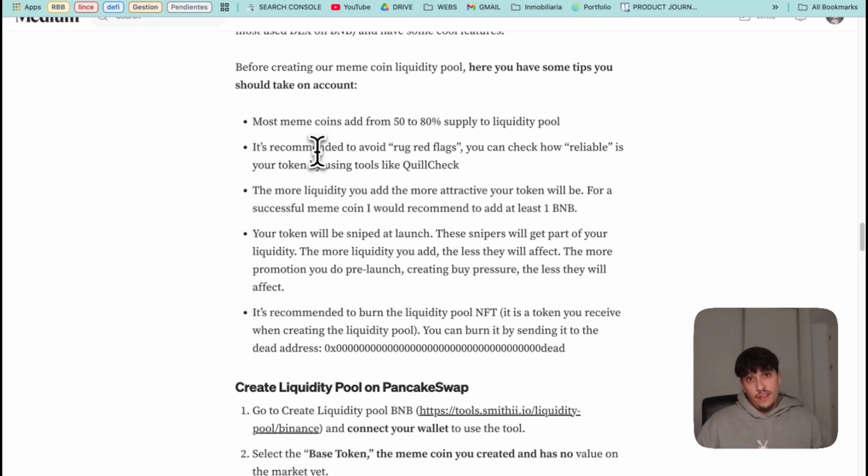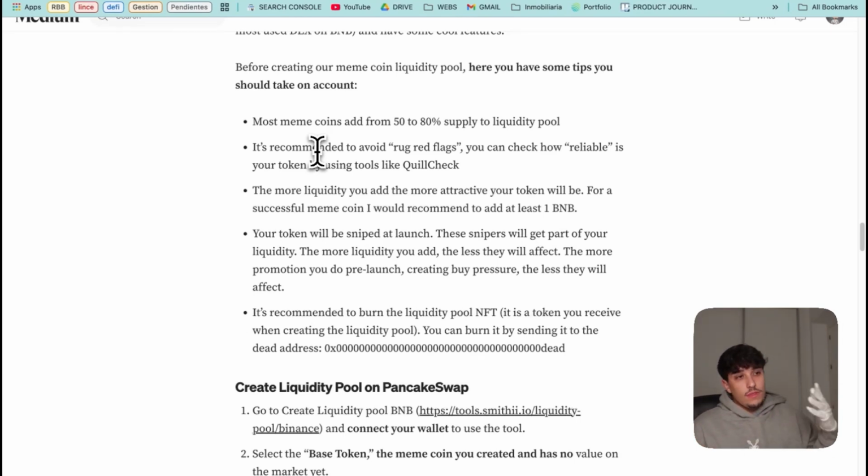You can use features like the anti-bot and anti-whale also for the first days of your token. And also the best way to avoid the snipers is by having buying pressure. If you have snipers but you have other people wanting to buy your token, then they won't be able to affect your token that much.